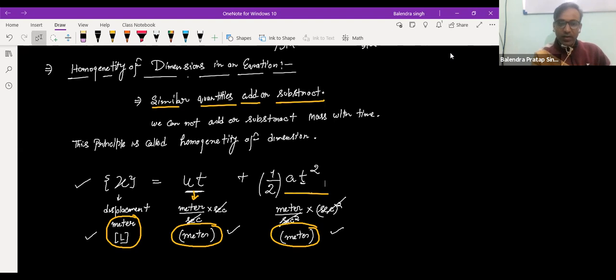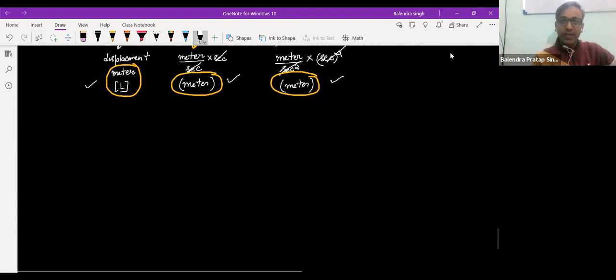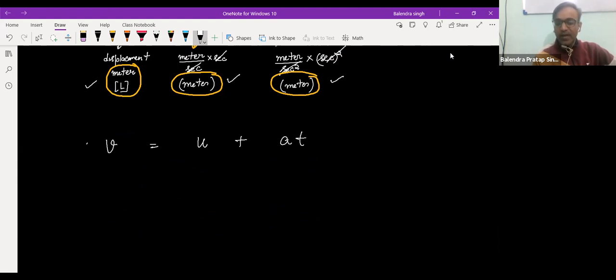Okay, so next example I'm taking another equation, which is v is equal to u plus at. If I ask whether this equation is dimensionally correct or not, as I discussed, the unit on the left hand side is the same as the unit in each and every term of the right hand side. So the unit of v, the final velocity, is the unit of velocity.